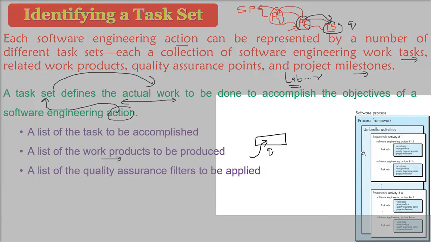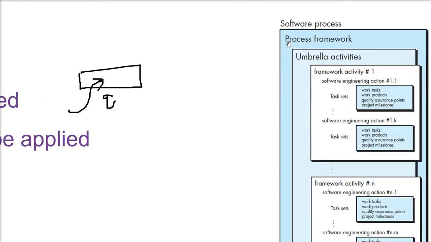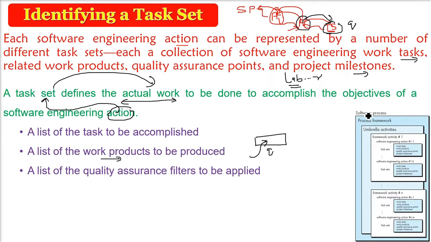Let me just take you back to the software process. As you remember, the software process, that is a process framework, will be there, umbrella activities will be there, and in this we have framework activities, different framework activities. All these activities have multiple actions, and under each action we will have a task set. So we are talking about task set here.